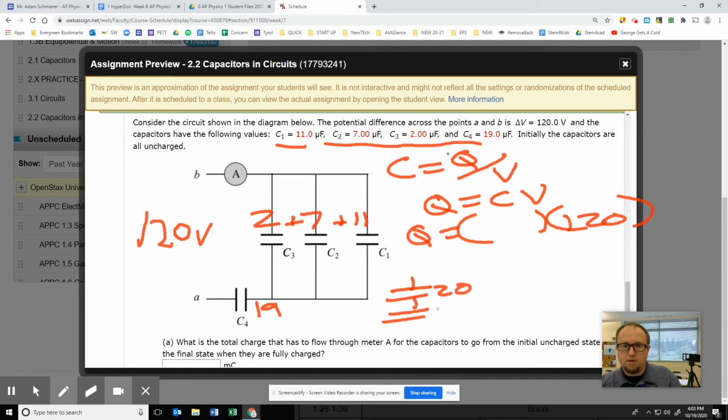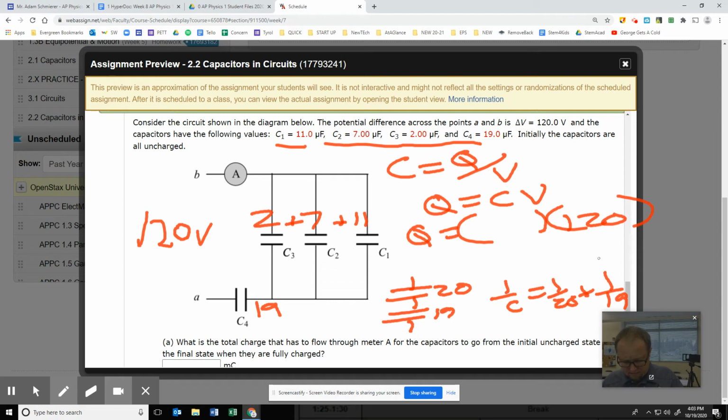So that one up there is 20, connected to this one down here, which is 19. So I do 1 over C is 1 over 20 plus 1 over 19. Really close to the same. So 1 over 20 plus 1 over 19. 1 divided by that, I get 9.7. So my total capacitance is 9.7 microfarads. I still have my micros, don't forget those. So 9.7 times 10 to the negative 6. So that'll give me my total charge.